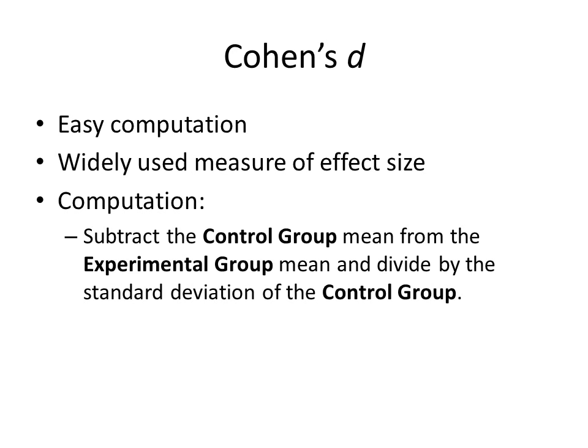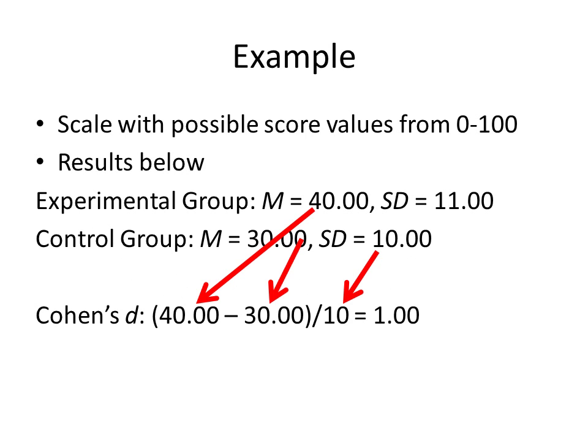It's also a widely used measure of effect size. So what we do is we subtract the control group mean from the experimental group mean and divide it by the standard deviation of the control group. So here is an example.